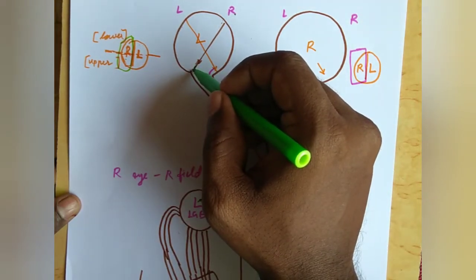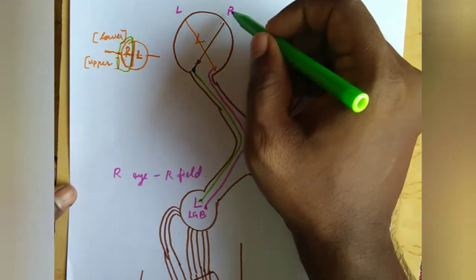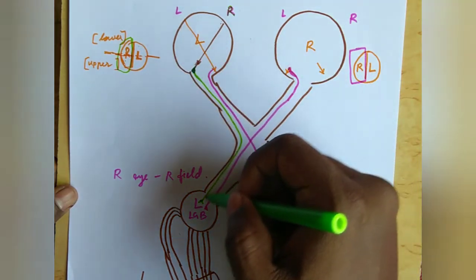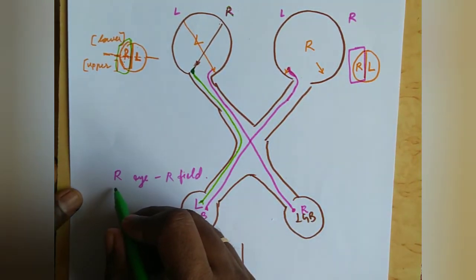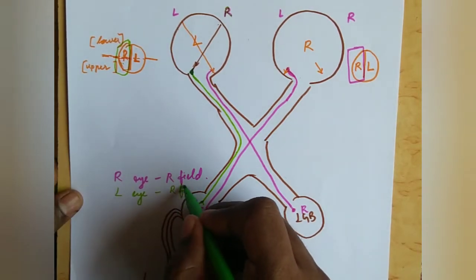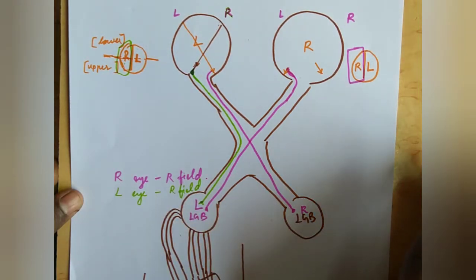So this is the left side of the right retina, and the left side of the left retina, which is carrying the right-sided visual field. So this right-sided visual field is going here. So this is actually the left eye's right field. Okay, it is lying here in the left geniculate body.